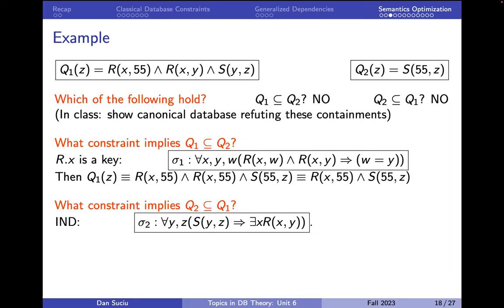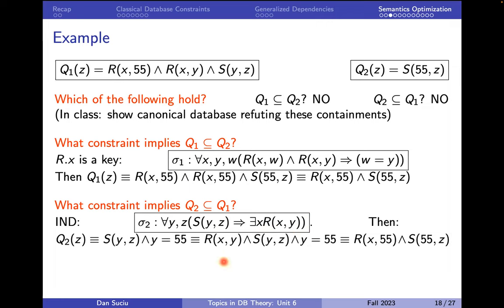So let's see how this applies. If this inclusion dependency holds, for every tuple S(Y, Z) we also have some X with Y in R. If this holds, then we can modify Q2. To modify Q2, I wanted to be a little bit more pedantic. It's not clear what to do with this 55 in the presence of Y here. So I rewrote Q2 as S of X, Y, Z, and Y is equal to 55. This is the same as Q2.